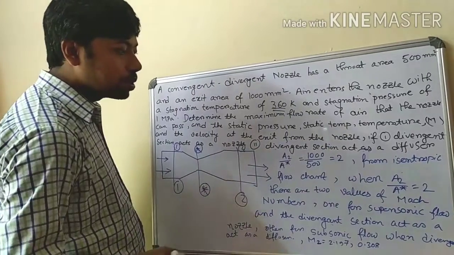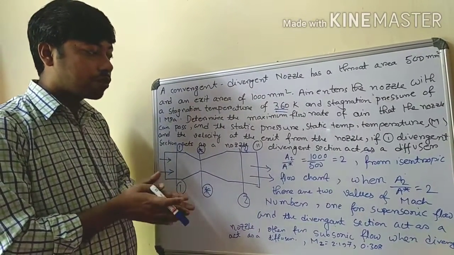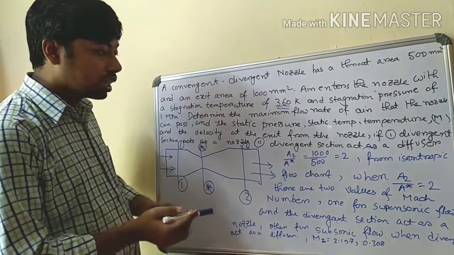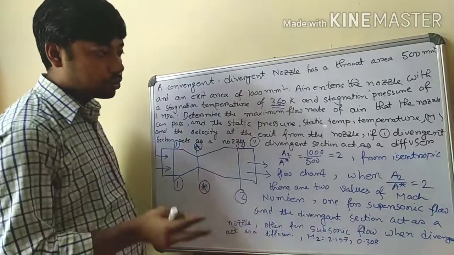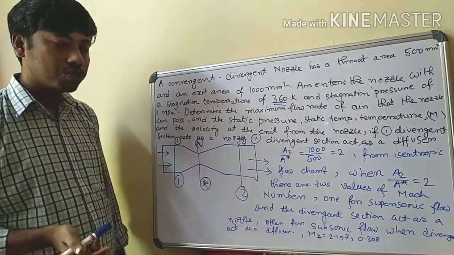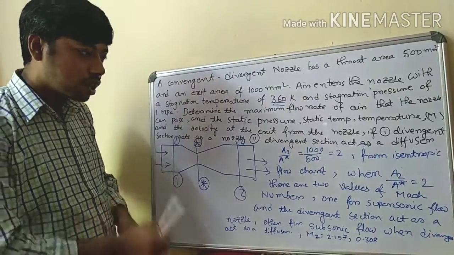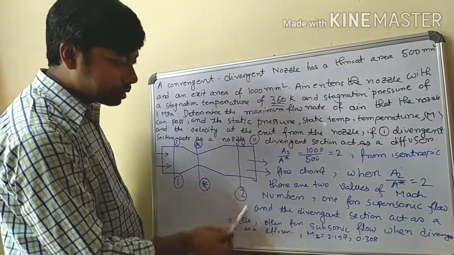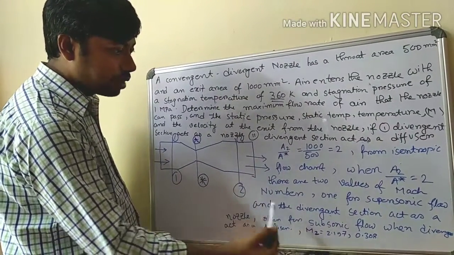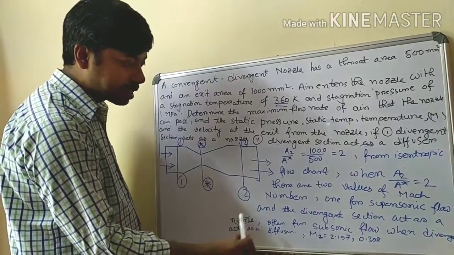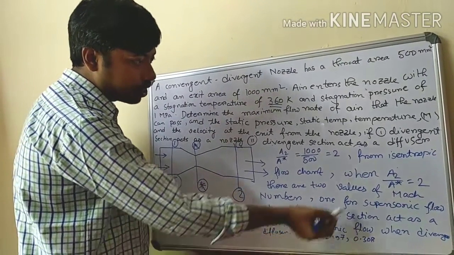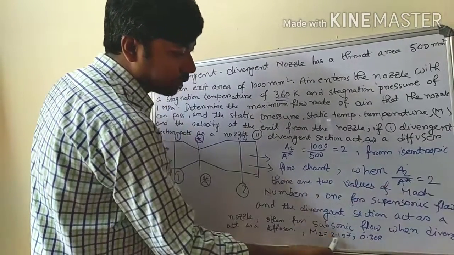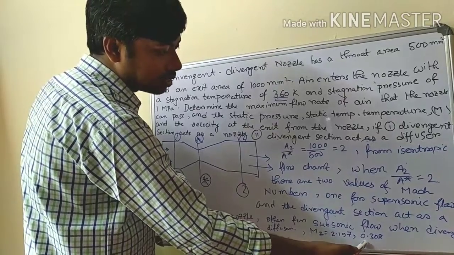Now from the isentropic flow chart. So this is the isentropic flow chart. From the isentropic flow chart, if you put the value A2 by A star equal to 2, there are two possible values for Mach number, one for supersonic flow and another for subsonic flow. When it is supersonic flow, the divergent section acts as a nozzle, and the other is subsonic flow, because the value of Mach number is less than 1. So the Mach number corresponding to A2 by A star equal to 2 from the isentropic flow chart will be 2.197 for one case and 0.308.